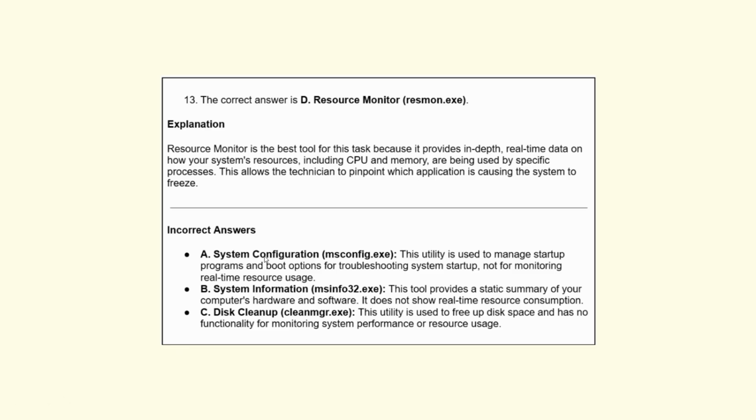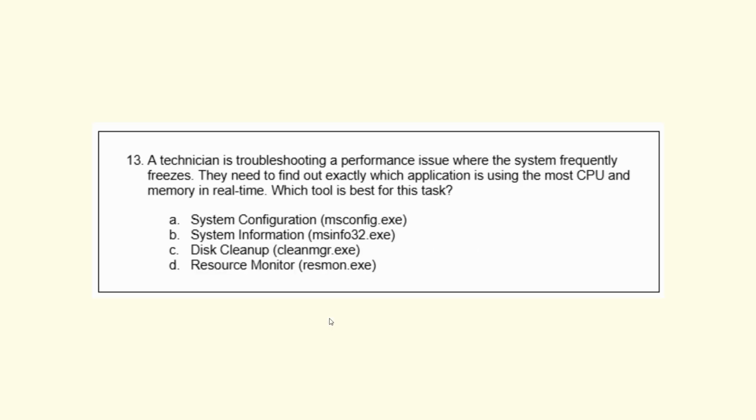Your other ones, guys, system configuration. Remember, that was managing startup programs and boot options. System information gives you that basic information on your system, and disk cleanup is used to clean up your disk. Pretty intuitive, okay? So hopefully we got that one right.